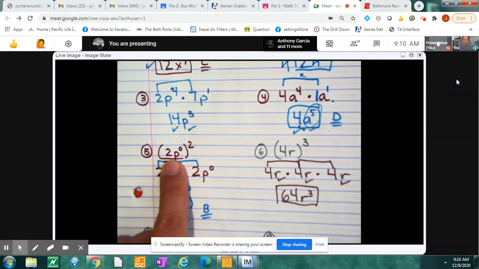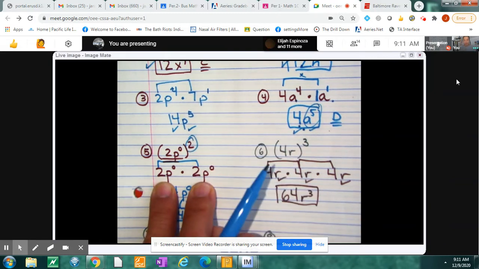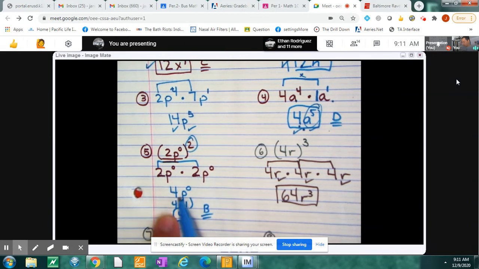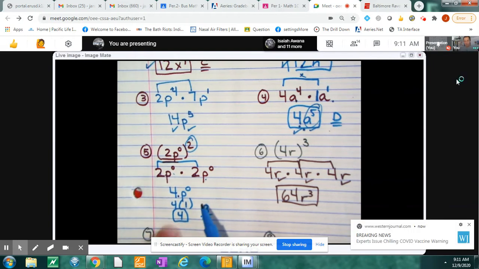So 2p to the 0 raised to 2. So we have to write 2p to the 0 twice because of the exponent, right? We have to multiply by itself. And then 2 times 2 is 4. And there's 0 p's. So one thing you're going to learn when we do division is that p to the 0, anything to the 0 is always 1. You'll see during the division, okay? So 4 times 1 is 4, and that's the one we did, all right?